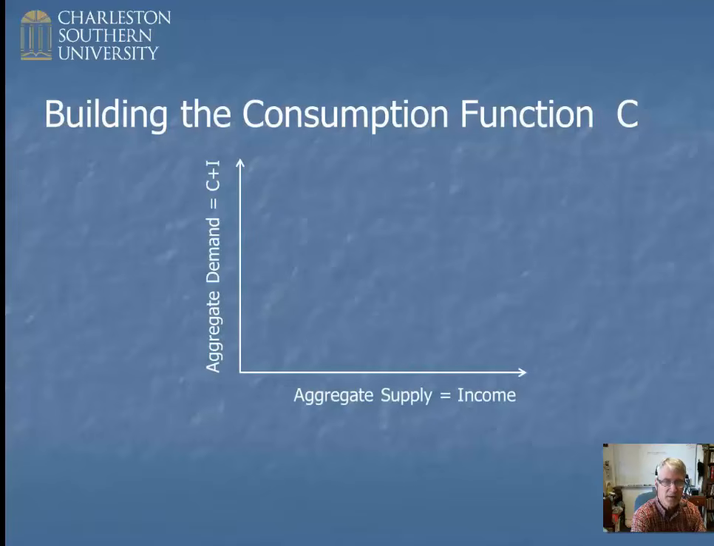Now let's build the two components of aggregate demand. First, the consumption function. Okay, so the consumption function in real life probably looks something like that. That it has a positive intercept, it rises, but it begins to fade as incomes get really, really high. But in the simple Keynesian model, even though we know that the consumption function probably looks like that, we just assume that it's linear.